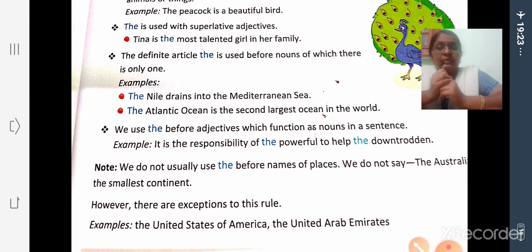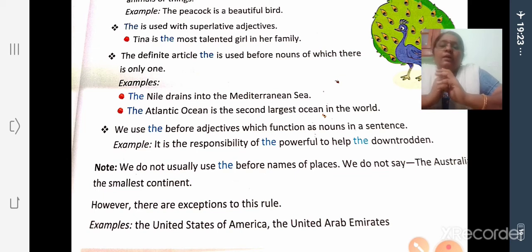Before names of places also, we do not say the India, the China, the Australia. But there are exceptions also. We can say the United States, the USA, the United States of America, the UAE, the United Arab Emirates. So here we can use abbreviations of the country, we can use the, but usually we do not use the before names of places. We also do not add the before people's names.